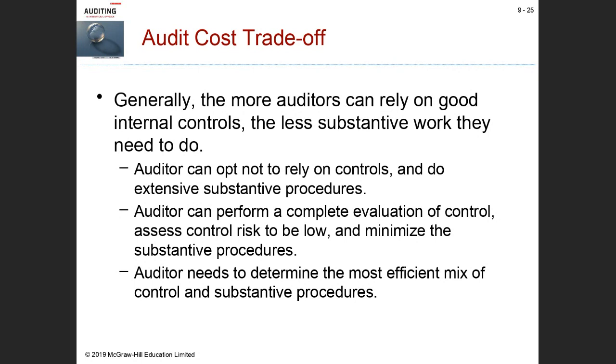Secondly, the auditors can perform a complete evaluation of internal control and assess control risk. Remember, control risk is IR times CR. Assess that risk to be low, and then reduce our substantive procedures. Because if the internal control system is strong, IR times CR is low, so detection risk can go up, which means we can minimize or reduce our substantive procedures.